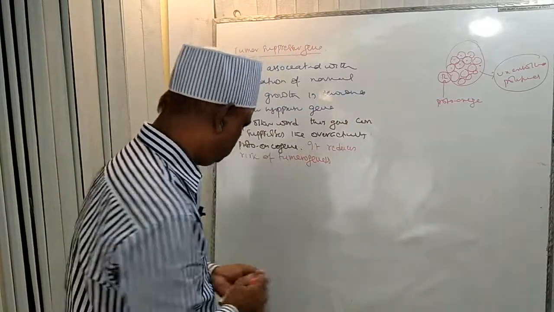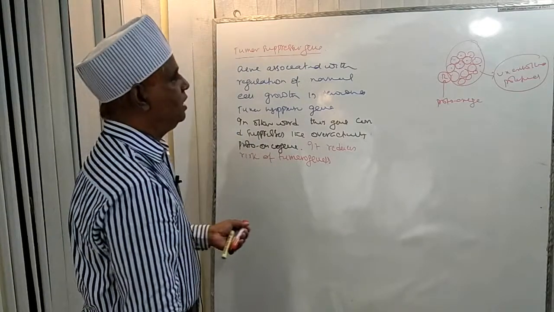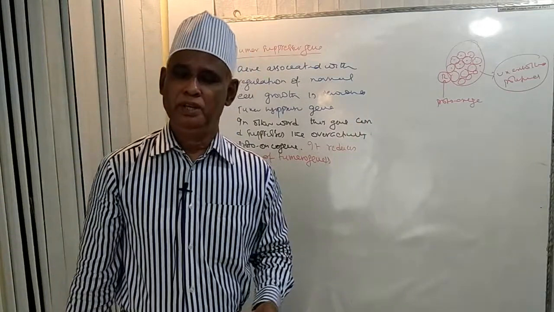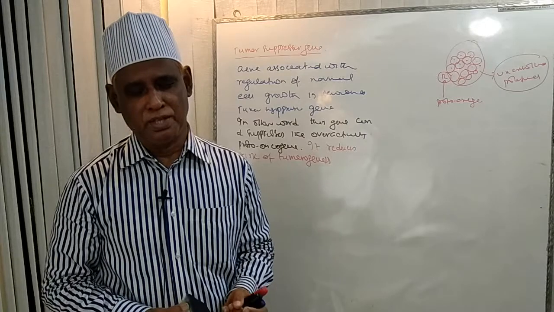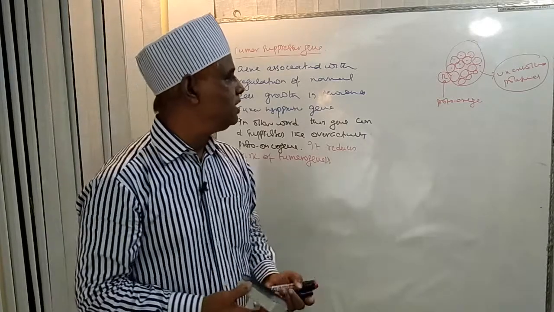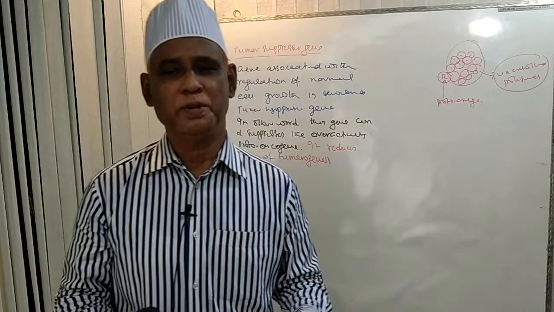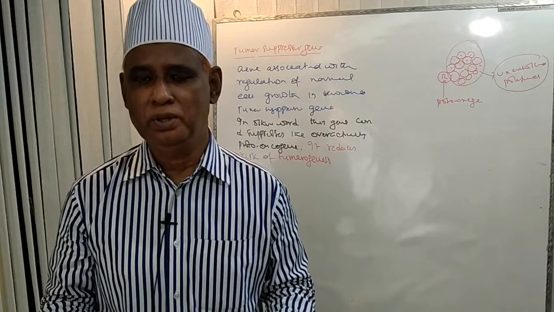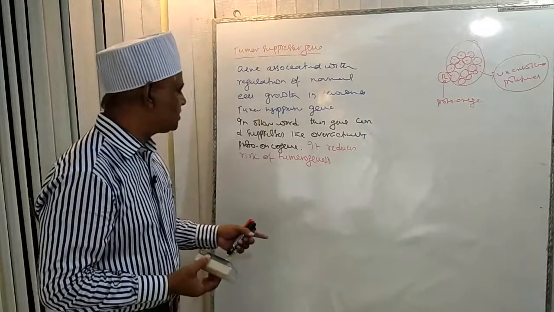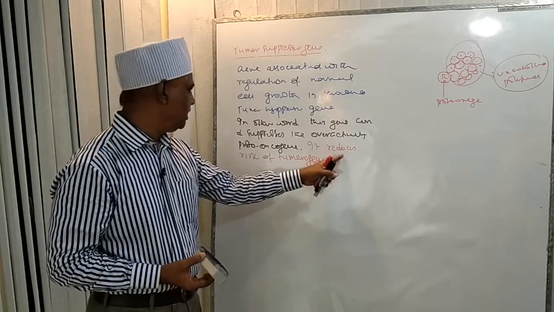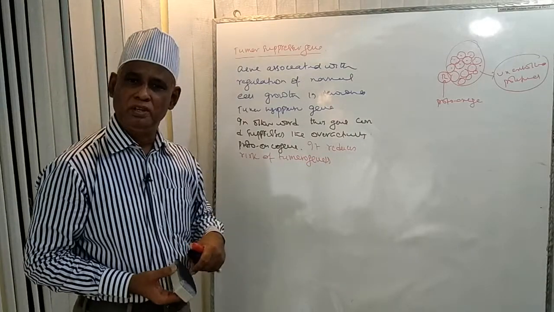This Proto-oncogene is controlled by tumor suppressor gene. The overactivity of the proto-oncogene is suppressed by tumor suppressor gene. So there is no tumorigenesis and there is reduction of risk of tumorigenesis.